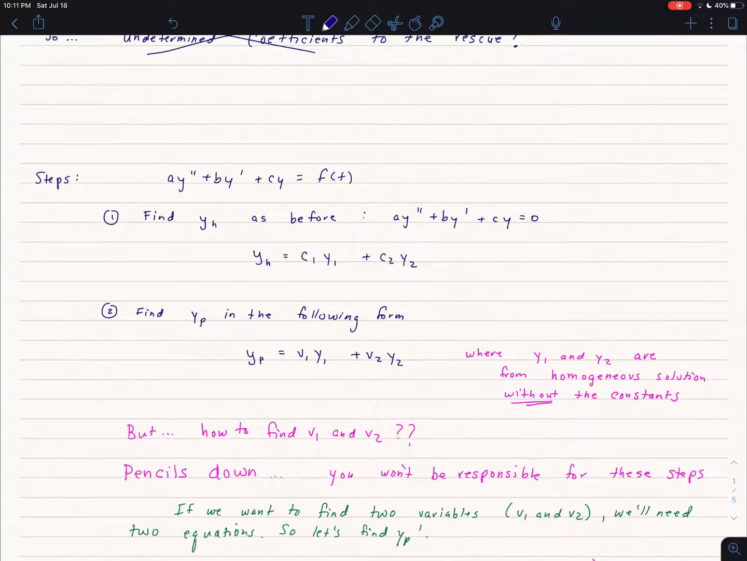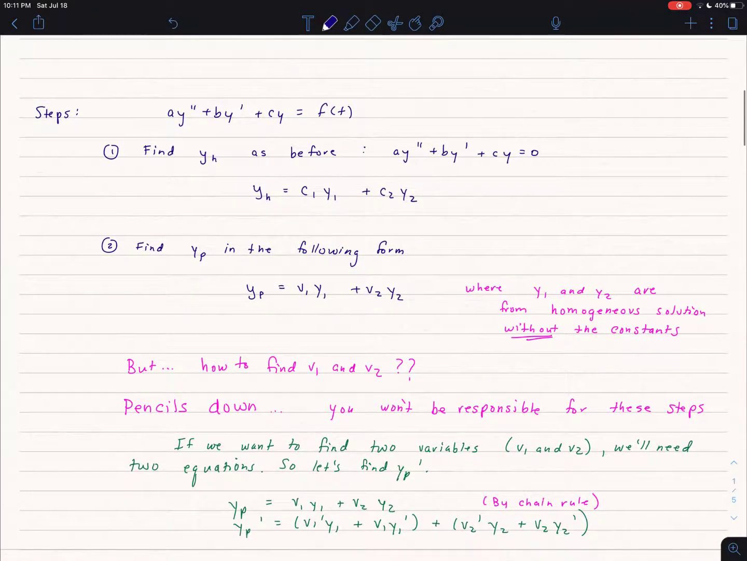So let's take our y particular solution that we're coming up with, this v1 y1 plus v2 y2, and let's find its first derivative. When we do that using the chain rule, we get what I have written down here. Now, the trouble is, we've now introduced not just v1 and v2, but now we have v1 prime and v2 prime. So now instead of two unknowns, we're going to have four unknowns. It seems like a bad way to go.